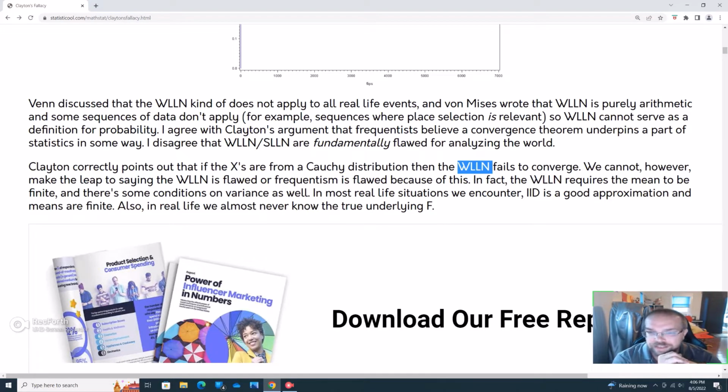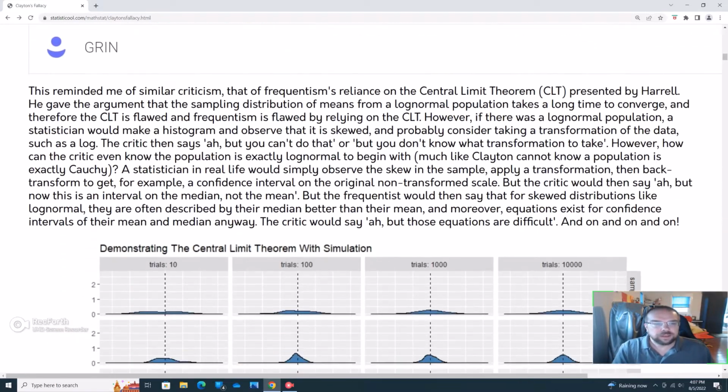These laws of large numbers require the mean to be finite. There's also usually some conditions on the variance, and in most real life situations, the IID is a decent approximation anyway. And in real life, means tend to be finite, and moreover, you would never know in real life the true underlying distribution. Neither I nor Clayton would know that, oh, this is a Cauchy distribution in real life, right? So I think it's a mathematically true statement that the weak law of large numbers fails to converge, but that's not the same thing as saying it's totally flawed, whatever he's implying or stating.